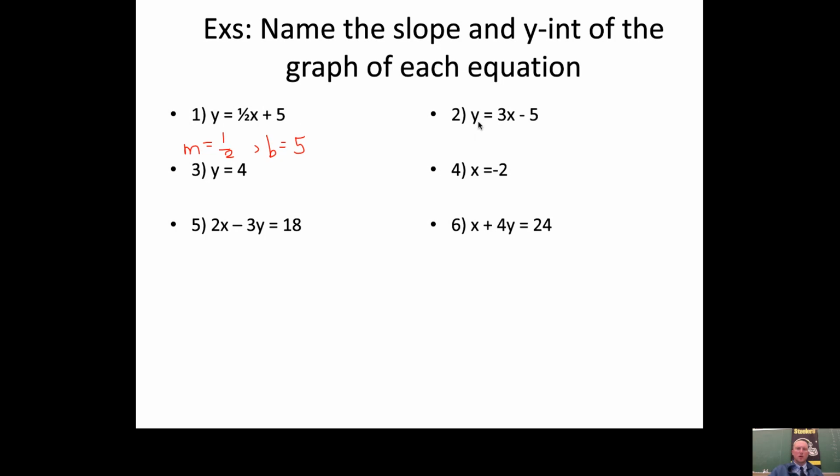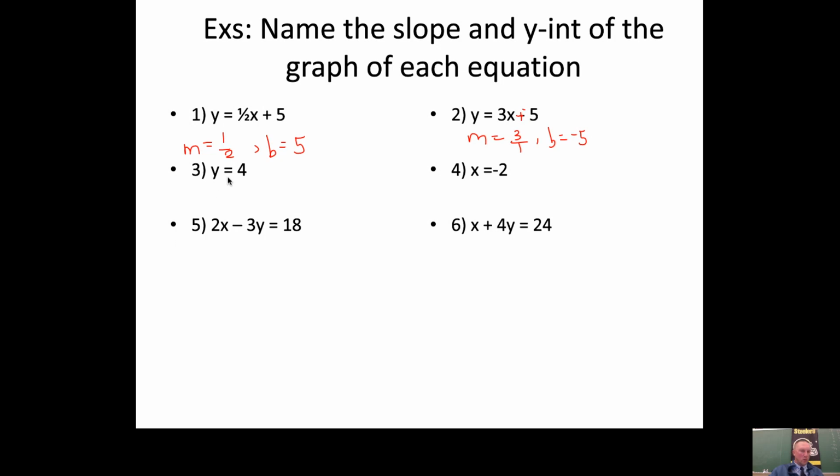In this number 2, y equals mx plus b. If you want to make that a plus, you can, but you got to adjust the sign on that 5 to be a negative. So our slope is 3, and we can write it as 3/1. We always like our slopes as fractions. And our y-intercept is -5.